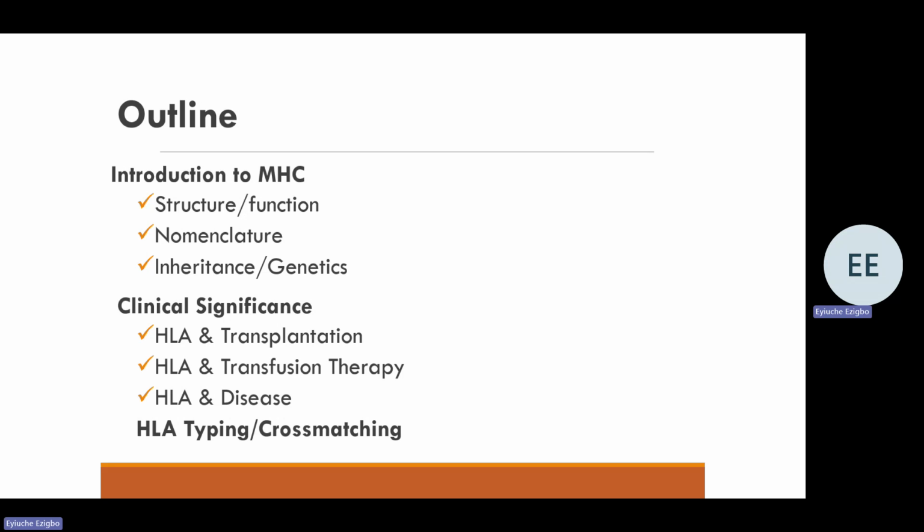We also have to look at the clinical significance of the HLA, the role of the MHC complex, or the HLA as it is called in humans, in transplantation, in transfusion therapy, and in diseases. Also, we look at how they try to cross-match or type tissues for individuals who need them.